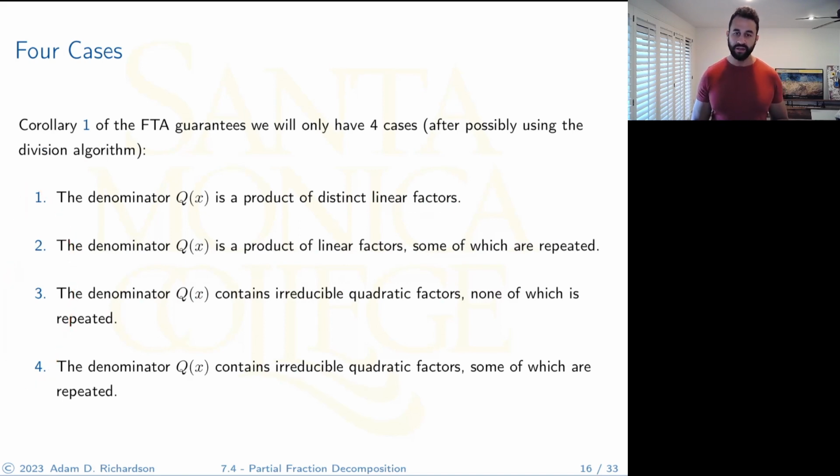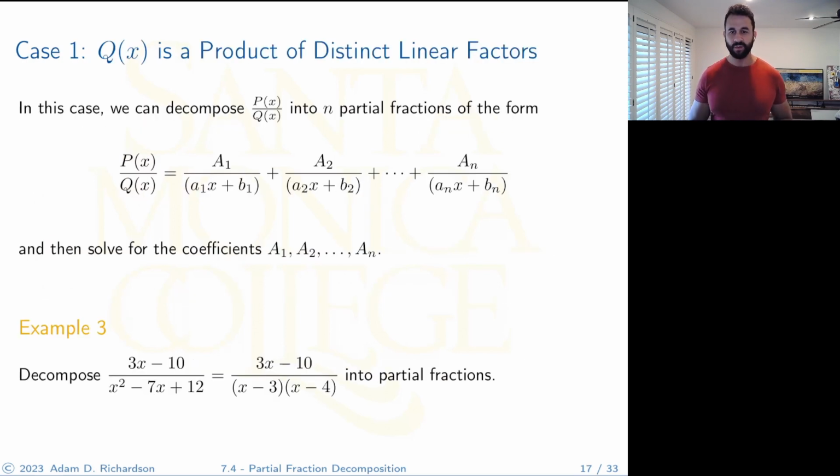Linear factors only that are not repeated, linear factors only, some of which are repeated. Maybe you have some irreducible quadratic factors, but they're not repeated. Or maybe you have some irreducible quadratic factors and they are repeated. Those are the 4 cases. And how you deal with them is, you'll see, kind of the same thing. Once you get the first couple, you can get all the rest.